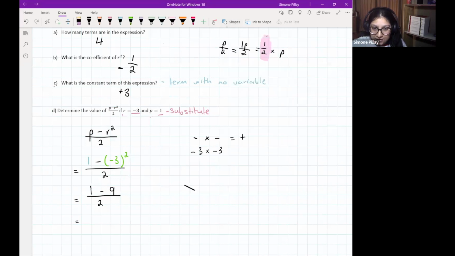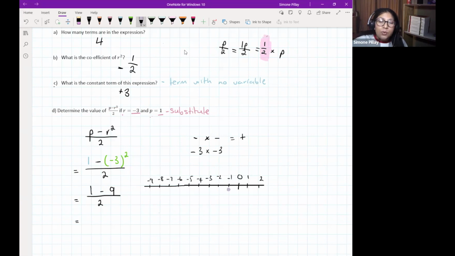Anyways, it is -8. How did I get that? Let's draw a line. Let's call this 0. This is going to be 1, 2. When I go backwards, we go -1, -2, -3, -4, -5, -6, -7, -8, and -9.